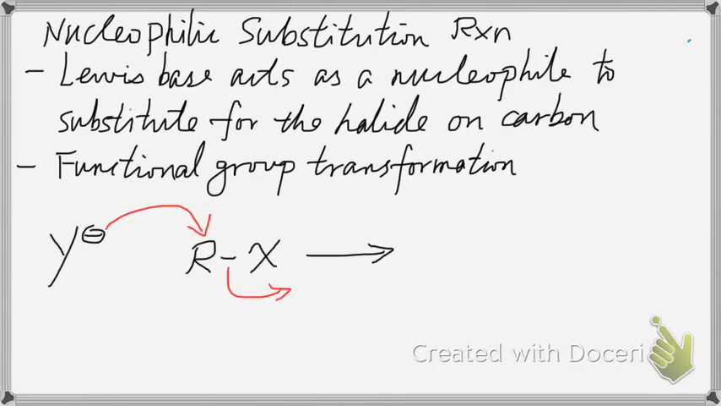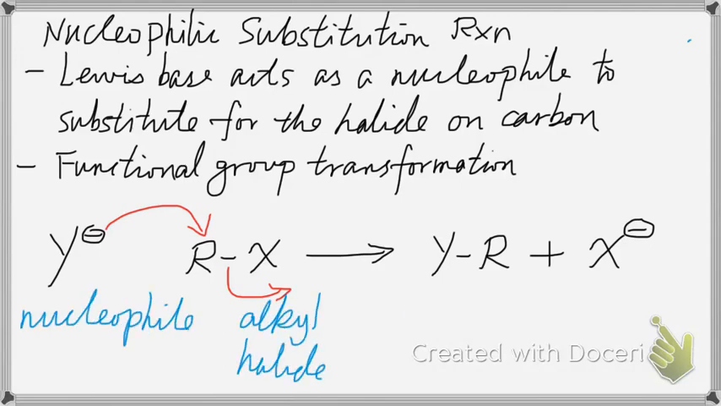So let's take a look at a very generic equation for nucleophilic substitution. We have Y here, that is the Lewis base, reacting with the RX, an alkyl halide. So Y will attack on the alkyl group to replace the X. Okay, the product is RY and X minus. So again, Y is called the nucleophile. RX is the alkyl halide. RY will be the product. And X here is the leaving group, the group that leaves from our alkyl chain.